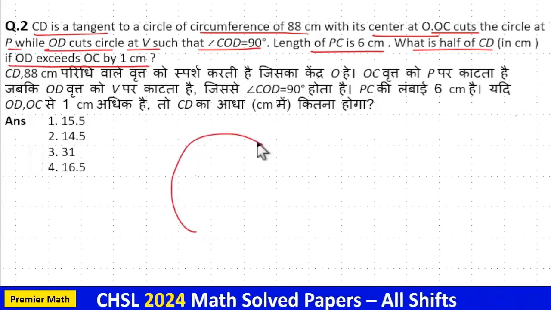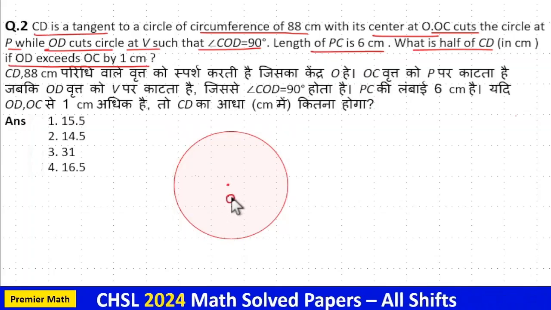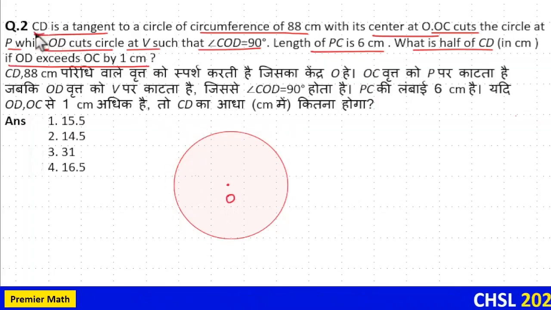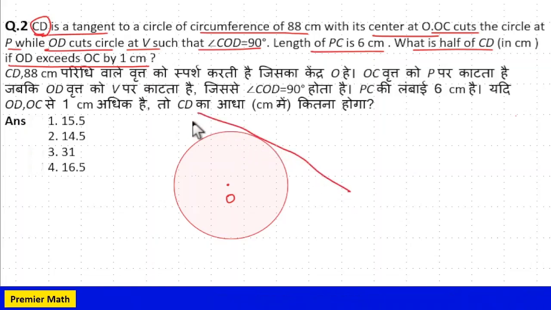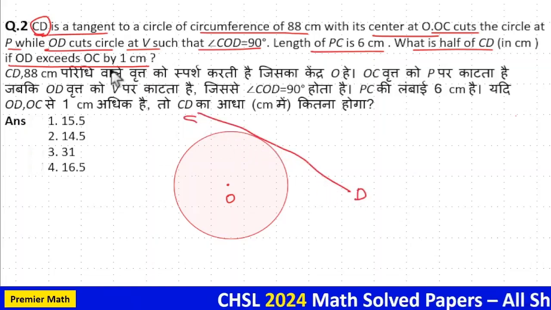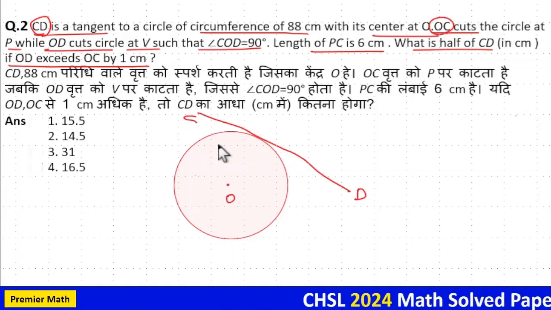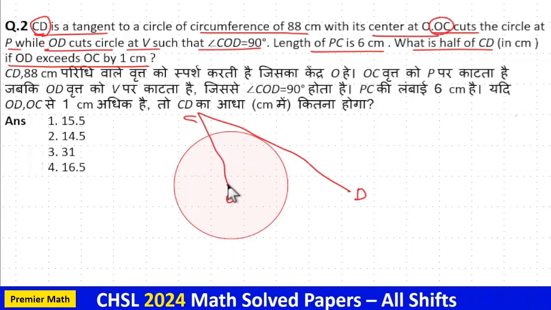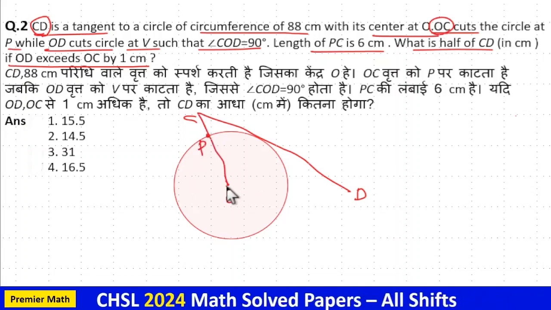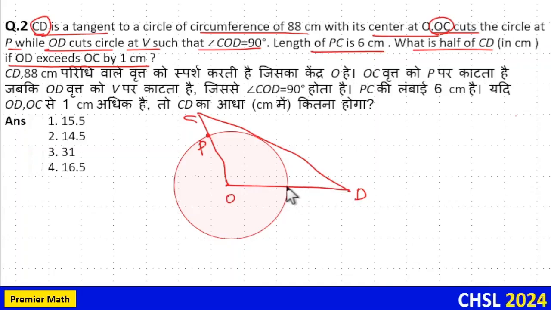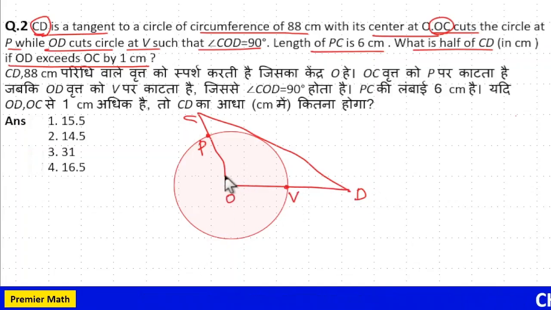Here, this is a circle with center O. And CD is the tangent. Here, CD is the tangent. Now, OC cuts the circle at P. So, this is OC and this cuts the circle at P, means this is point P. And OD cuts the circle at V, point V. And here, angle COD is 90 degree.